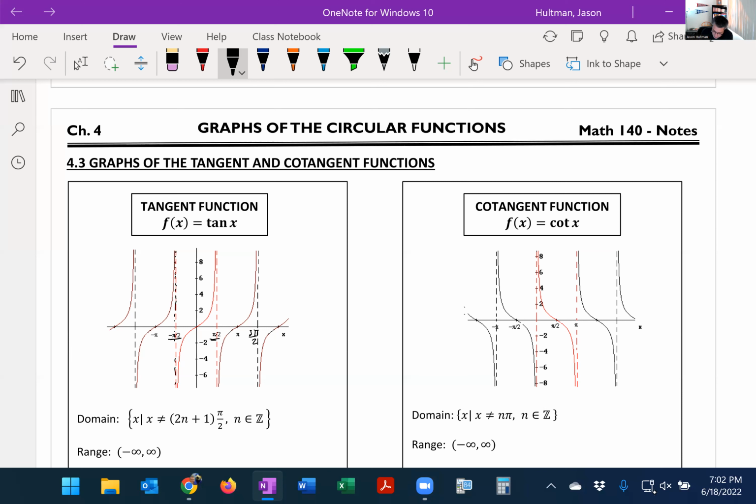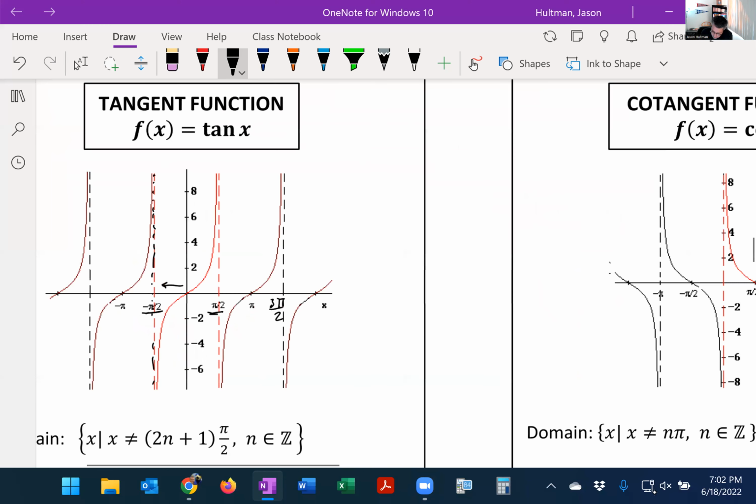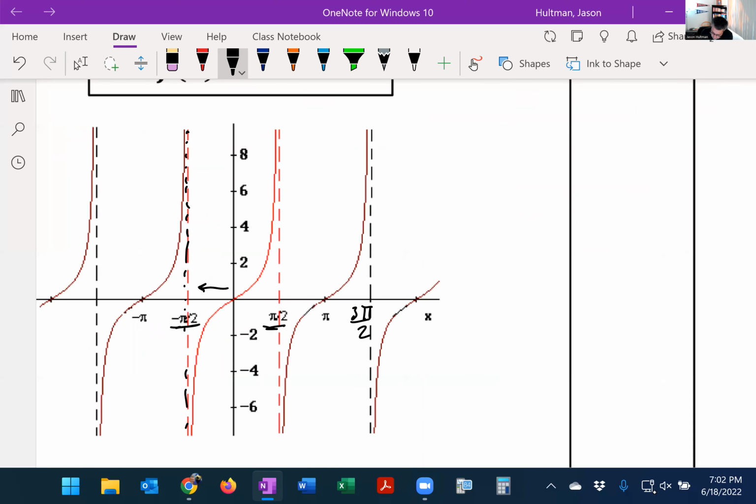The period is pi, because we can see that it goes from negative pi over 2. Let me zoom in on this one. Negative pi over 2 to positive pi over 2 is one cycle, but that spans pi units. Okay, that's a period of pi. It spans pi units there.